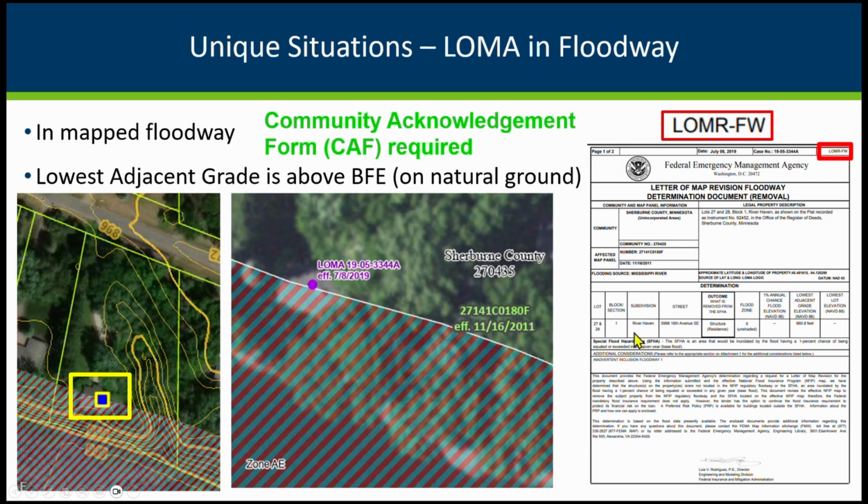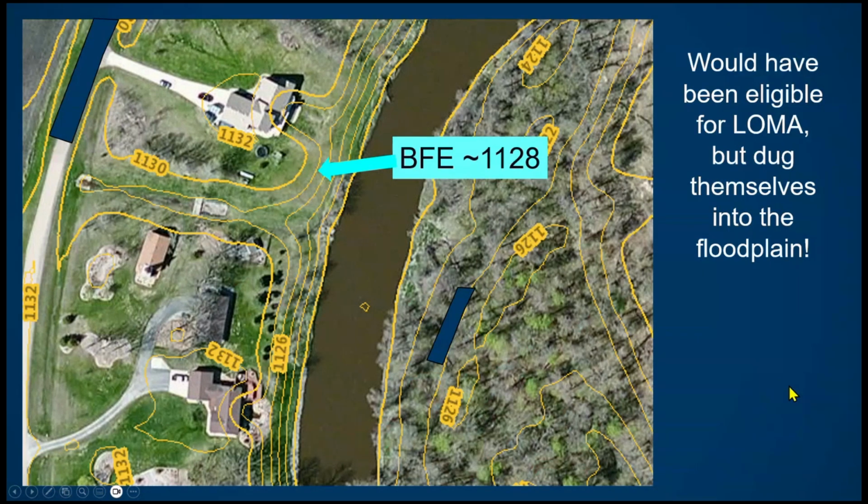Another unique situation where you won't get a LOMA is this one here. You can see the contours were just kind of going along here, and this BFE contour would have been out here. This building would have been out of the floodplain, but when they built, they really wanted that walkout, and they dug themselves into the floodplain. So if they hadn't done that, and the floodplain was nicking the building, they could have gotten a LOMA, but not anymore. And you can't go put a ridge of fill back in and say, oh, never mind that excavation I did. That doesn't work.